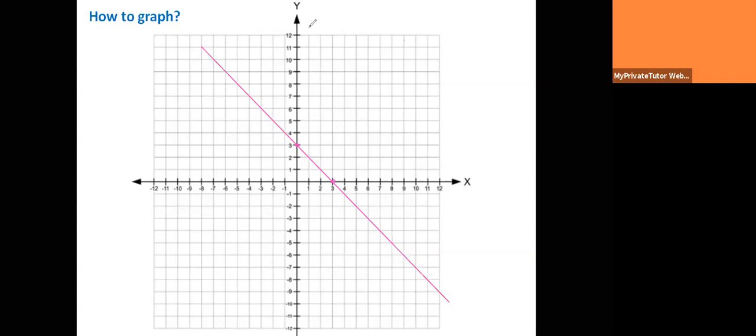So 2x plus 3y equals, let's say, 120. Can you please tell me the x-intercept, guys? Anybody?